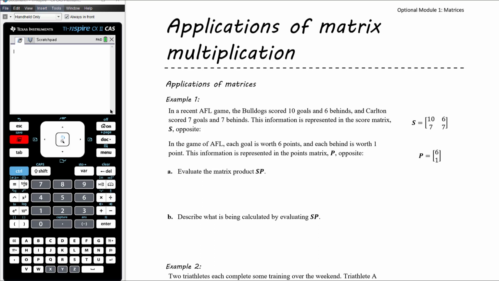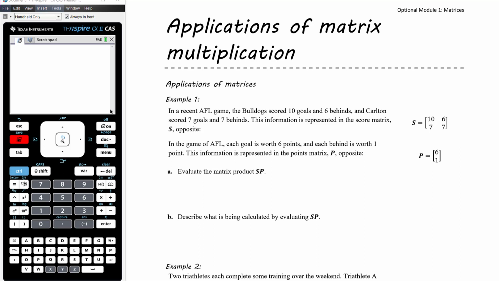Okay, so in the previous video we learnt how to multiply matrices together and also talked about the conditions under which we can multiply matrices. So remember, the dimensions are really important. And today, in this video, we want to look at some applications of matrix multiplication.